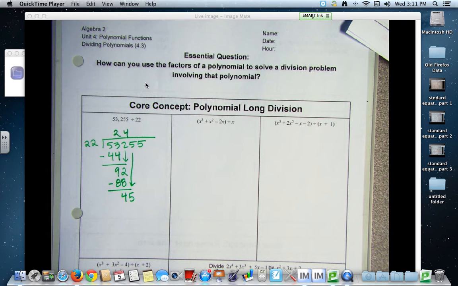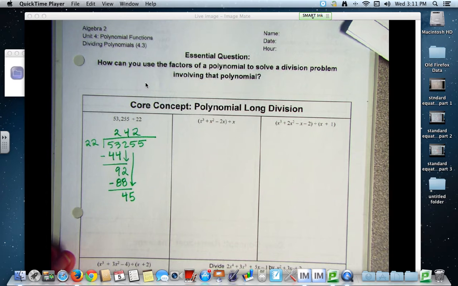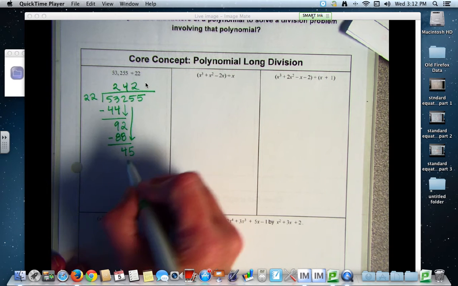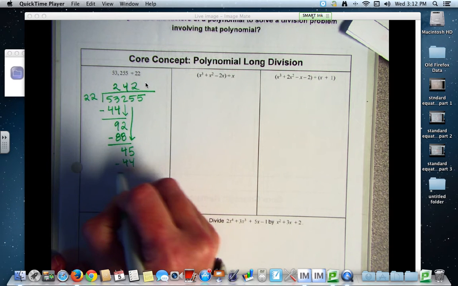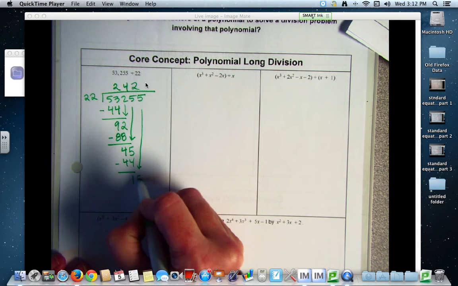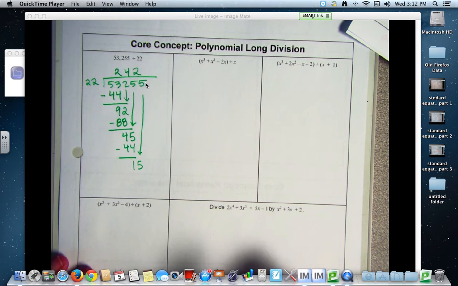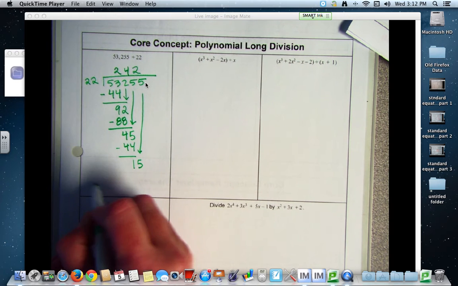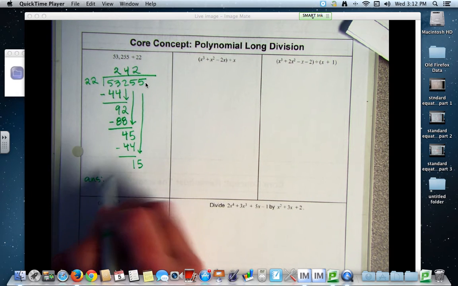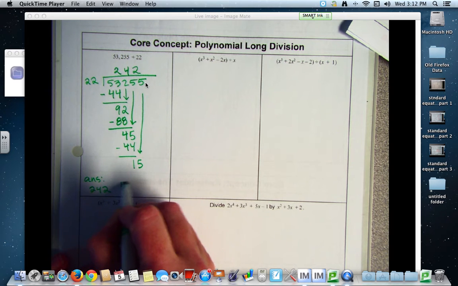22 goes into 45 twice. 2 times 22 is 44. Subtract. We have 1. Bring down the 5. And we have 15. 22 does not go into 15, so this is our remainder. So our answer is 242 with a remainder of 15 over 22.